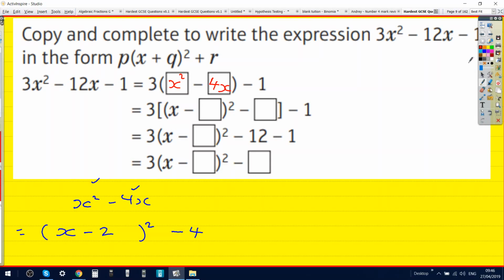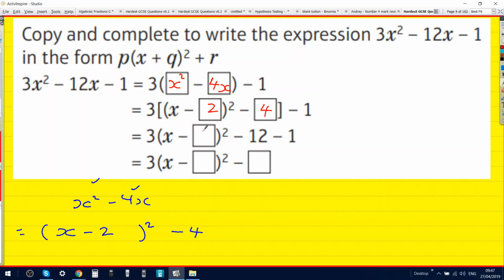Okay, so what goes in these boxes? So 3. So X minus 2. So does the 2 go into the squared? Yeah. And then minus 4. Okay. What's next? So if it's in where the 2 was, is it minus 6?